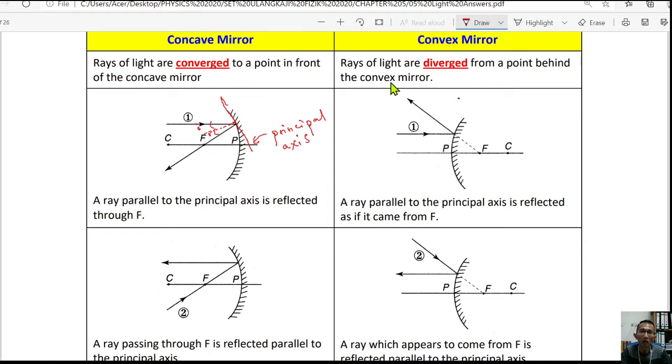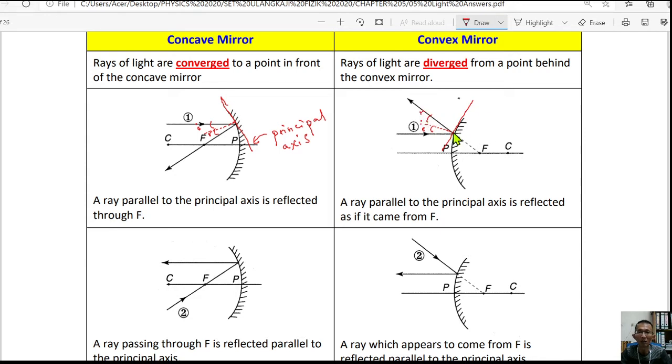So for a convex mirror, we do the same thing. I draw a line parallel to my principal axis, but then what happened? So if I draw my tangent line here, and then I draw my normal line, you can see that the angle of incidence is being reflected according to the law of reflection, whereby my angle of incidence equals my angle of reflection.